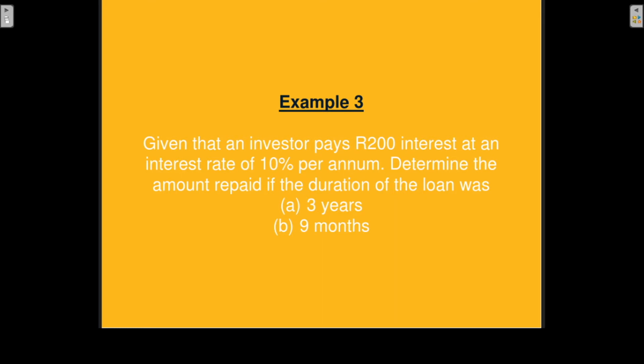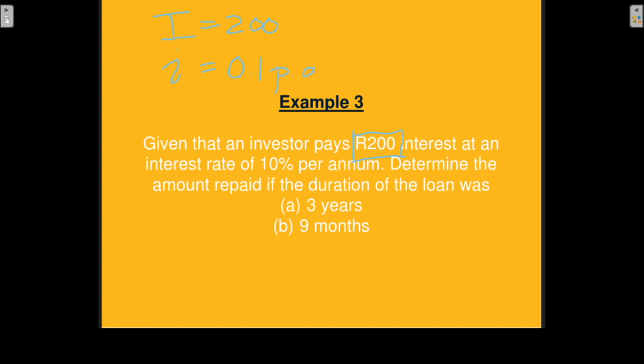Okay, now let's look at example 3. Given that an investor pays 200 rands interest at an interest rate of 10% per annum, determine the amount repaid if the duration of the loan was in A 3 years and in B 9 months. Okay, so what do we have here? We have the interest. The interest is equal to 200 rands. We have the interest rate, which is 10% per annum, 0.1.